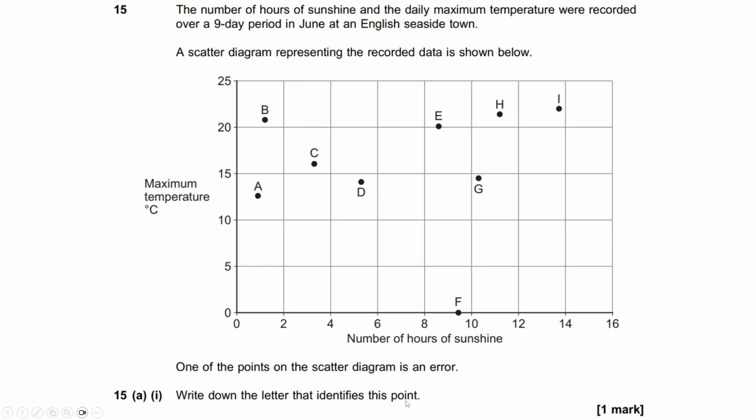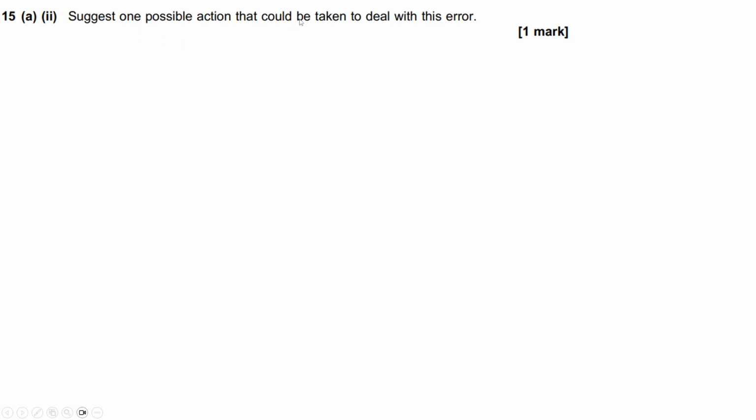Write down the letter that identifies this point. There's an error, so there's like an anomalous result. It's clearly F. I'm sure you can tell that. Suggest one possible action that can be taken to deal with this error. Just exclude it from any calculations or from the data itself.